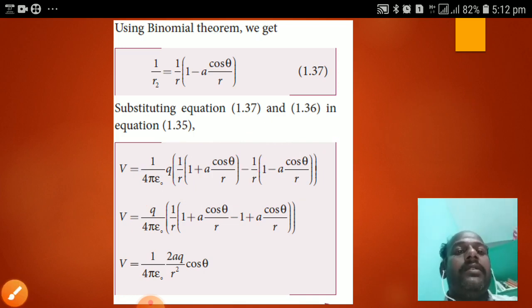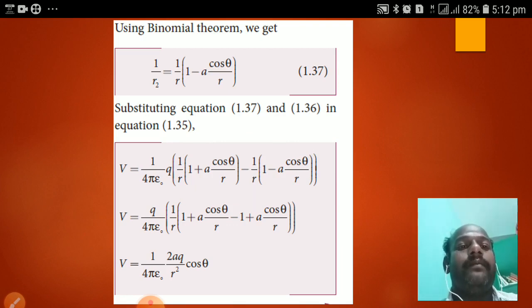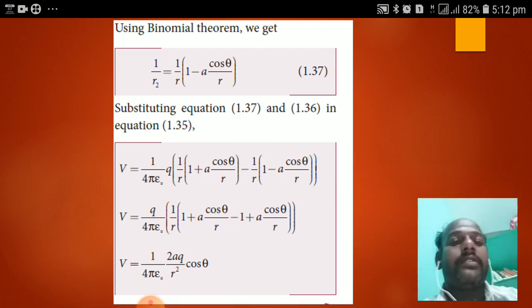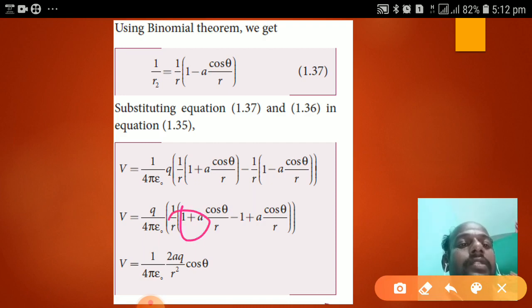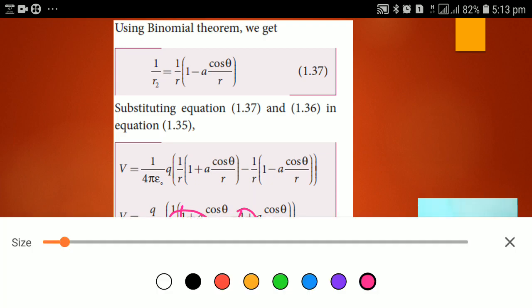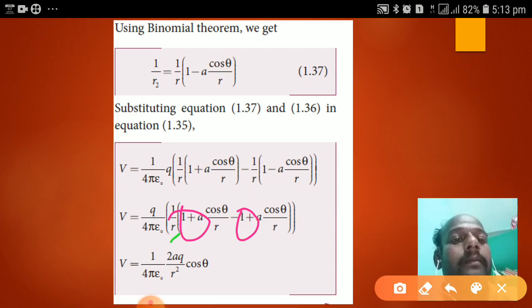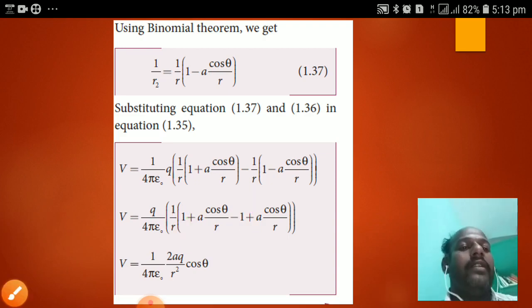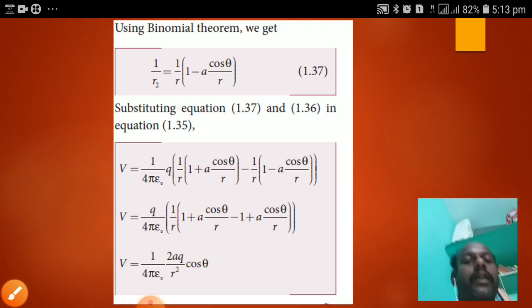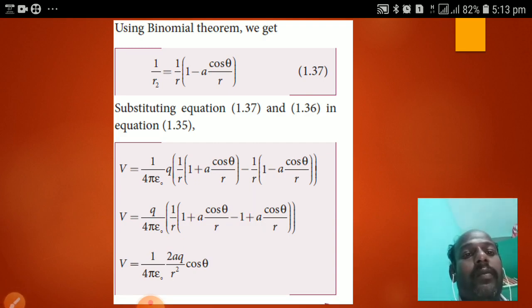By substituting I can cancel plus 1 and minus 1. Can you understand? 1 minus 1 is equal to 0. The remaining terms will be plus A by R cos theta plus A by R cos theta, which is equal to 2A by R cos theta. Already I have one R here. Finally I get 2AQ by R square into cos theta into 1 by 4 pi epsilon naught.